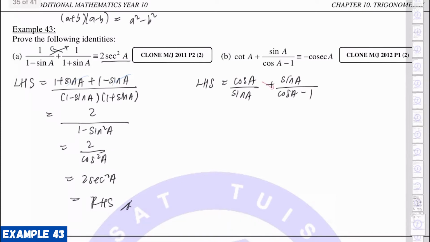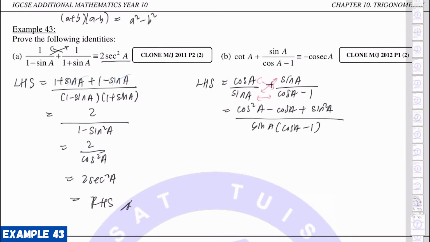So I'm going to cross this way, right? So that when I multiply here, I'm going to do a bit slower. Okay, faster. Cos times cos is cos square. Minus 1 times cos is minus cos A. Sine multiplied by sine is sine square. Then these two, I'm not going to expand it, so I'm going to keep it here, right?